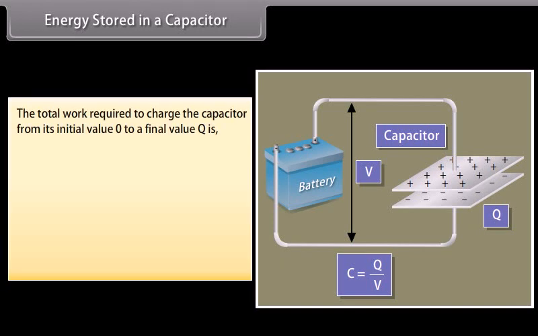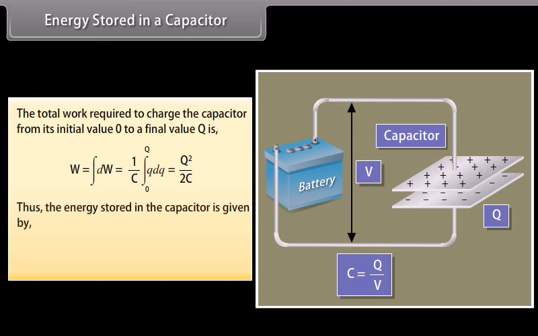The total work required to charge the capacitor from its initial value 0 to a final value Q is given by integration of dW. Putting the value of dW in the equation, we get W is equal to 1 upon C integration from 0 to Q of Q dQ, which equals Q square upon 2C. Thus, the energy stored in the capacitor is given by U is equal to 1 by 2 CV square.